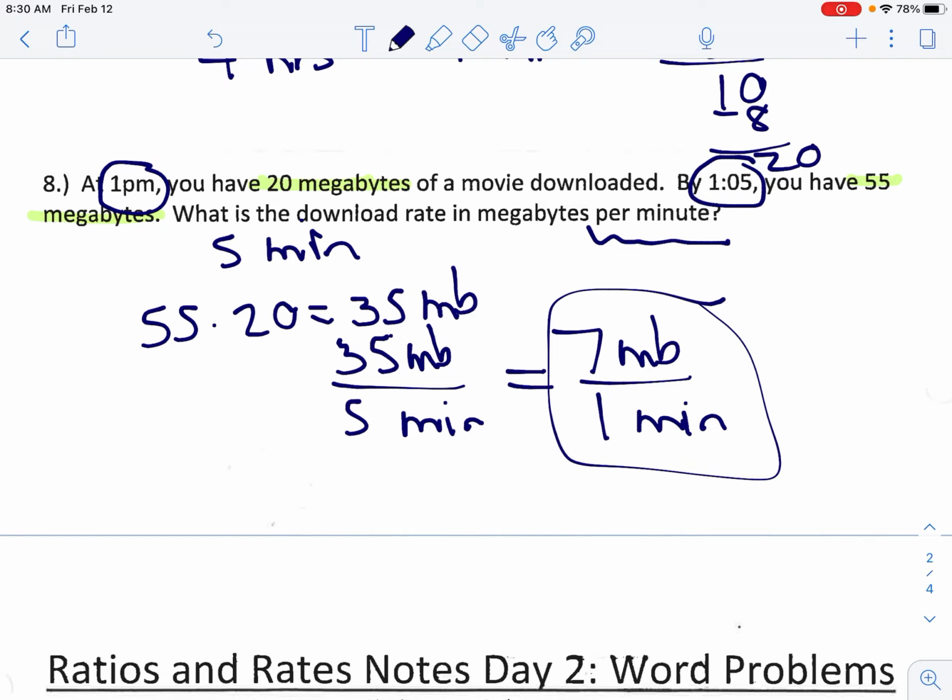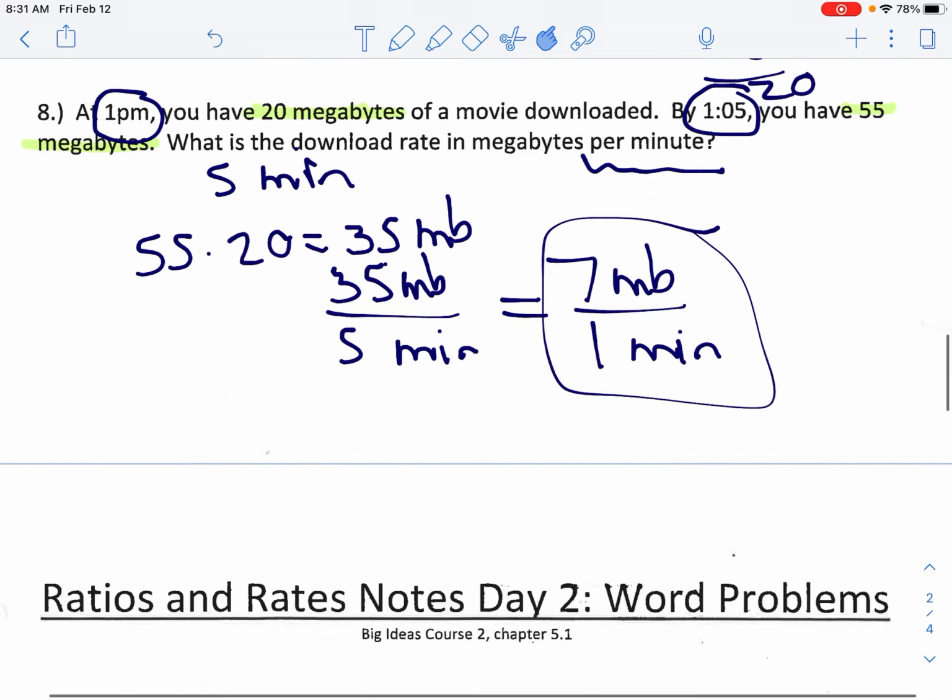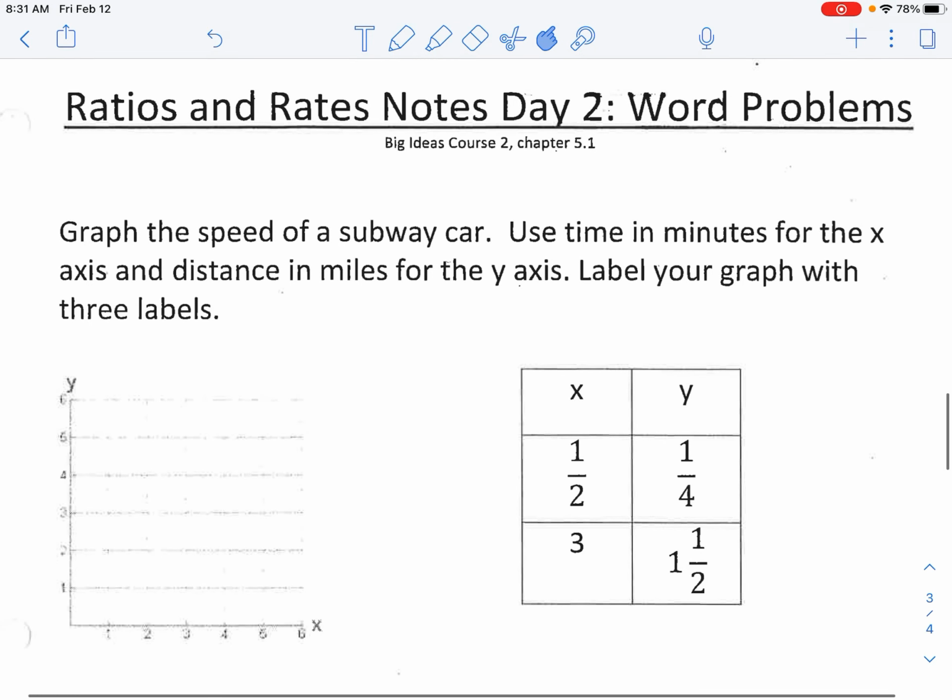Okay, so we're going to move on to day 2 notes. You guys can either take a break for a minute if you want to push pause. This is kind of a lot of note taking, or you can just move on. These notes are a little bit quicker than the first set, so we should be done in about 10 minutes. Okay, ratios and rates. Notes day 2, word problems.